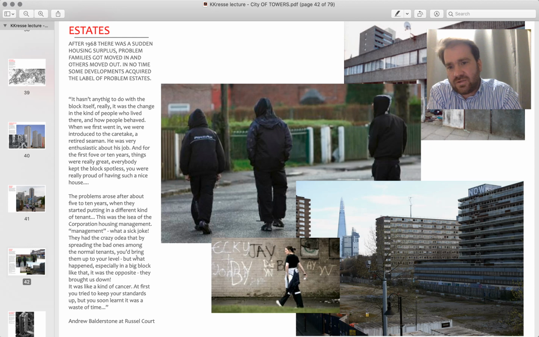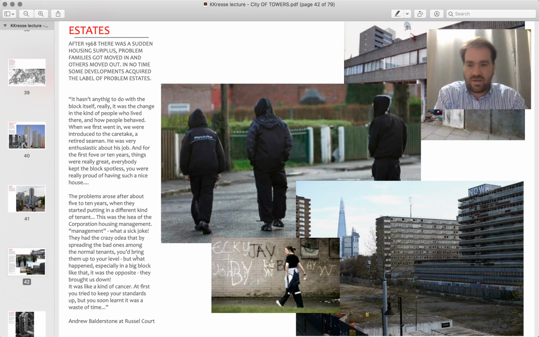It hasn't anything to do with the block itself. Really, it was the change in the kind of people who lived there and how people behaved. When we first went in, we were introduced to the caretaker, a retired seaman. He was very enthusiastic about his job, and for the first 5 or 10 years, things were really great. Everybody kept the block spotless. You were really proud of having such a nice house.